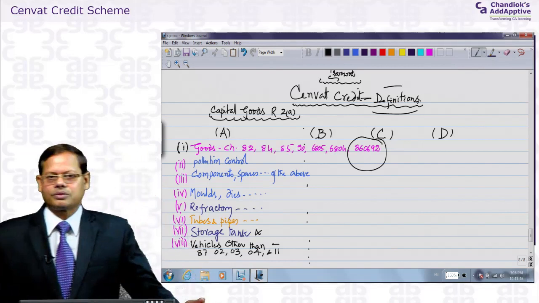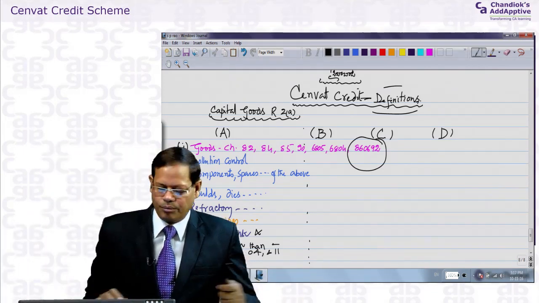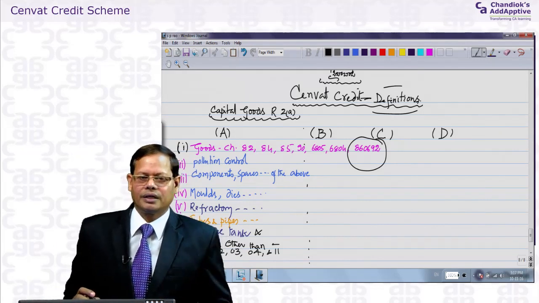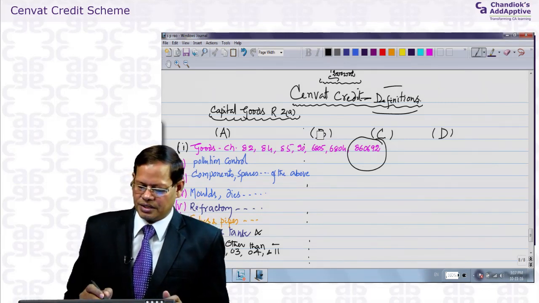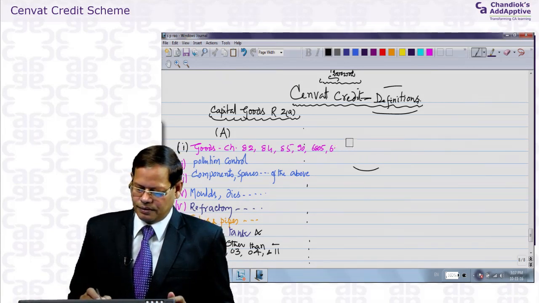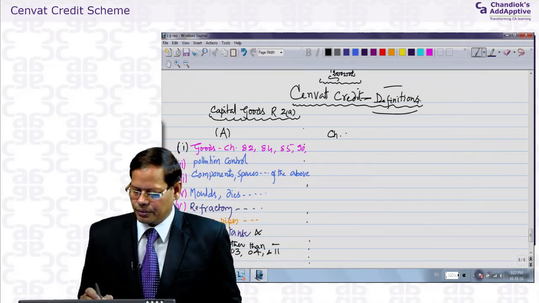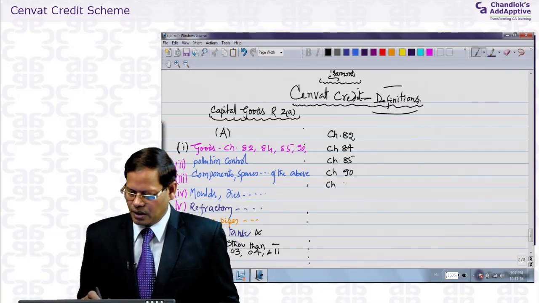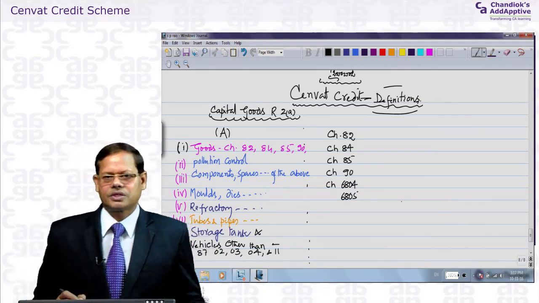First of all, let us see, before we go for BCD, what is there in BCD? First, let us finish part A. In part A, we have got 8 categories of goods, and let us have the details of the 8 categories. What are they? Number 1, chapter number 82, chapter 84, chapter 85, chapter 90, chapter 6804 and 6805.